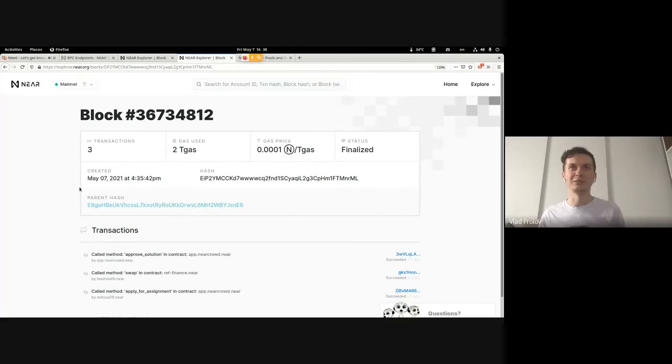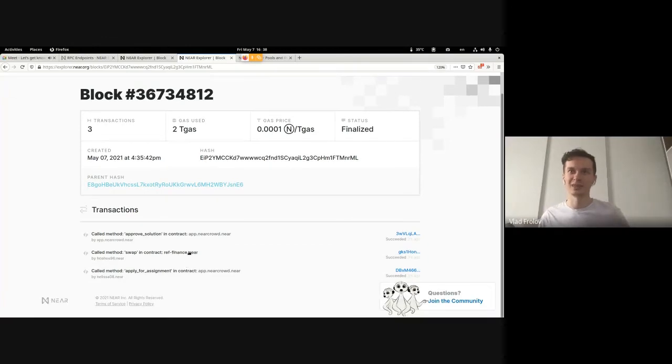Nowadays it's rare for a block to be empty. When mainnet was just launched, it was mostly empty. These days there are Refinance, Near Crowd, and Rainbow Bridge, which almost constantly produce some changes to the network.